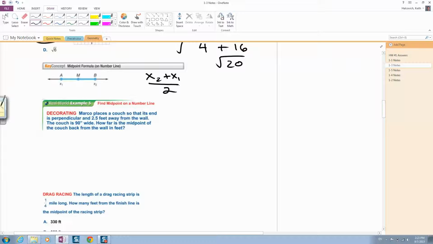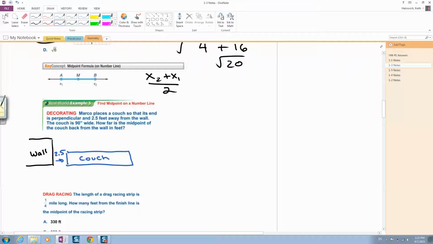So here it says Marco places a couch so that its end is perpendicular and it's 5 feet away from the wall. So if this is the wall and this is the couch here, so here's our couch, so it's 2.5 feet away from the wall.